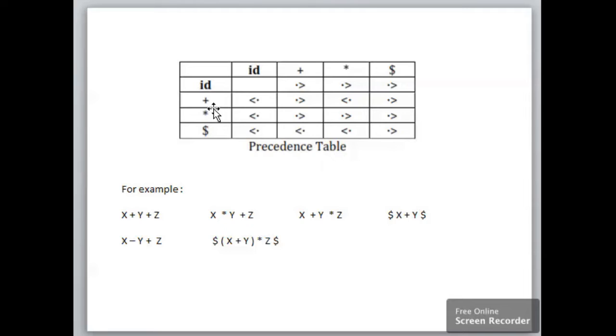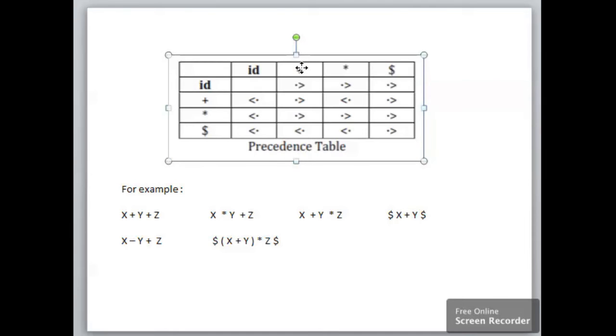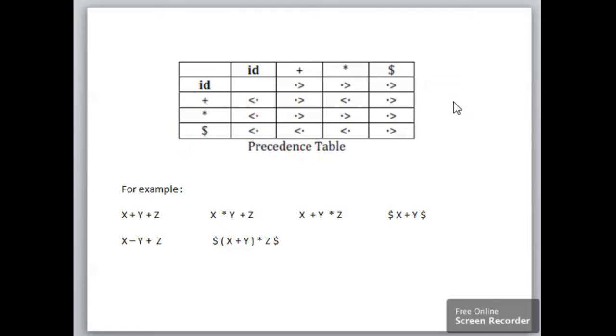In the same manner we would continue. For plus, we would be comparing with id. If I compare plus with an id, id would have a higher precedence. If I compare plus and plus, this is the left hand side of the plus and this is the right hand side of the plus. Both have the same corresponding precedence, so obviously it would be left associative. So this plus would have a higher precedence as compared to this plus.